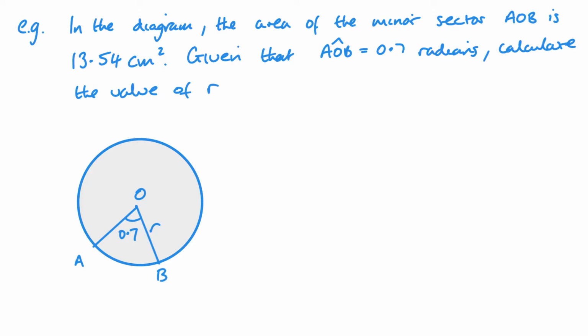In this diagram, we have the area of the minor sector and the angle of that minor sector, and we want to find the value of r, the radius. So the first thing I want to do is put my formula down. Remember, you always put your formula down because it helps you remember it. By the end of doing all these practice questions, this formula will be locked in your head. Once we've done the formula, we always put in everything we know.